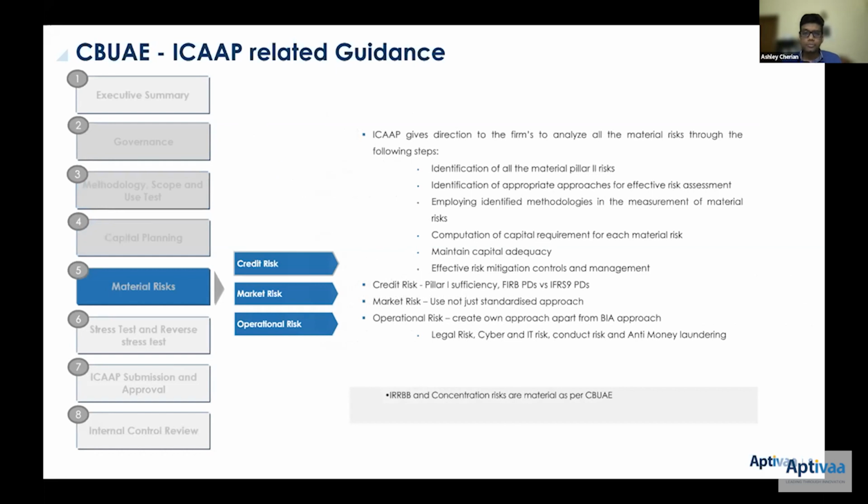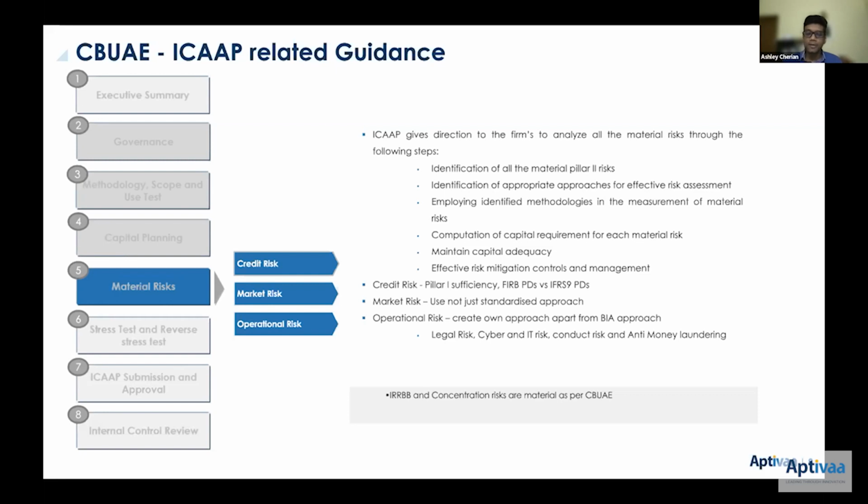On the material risks, so usually when material risks, one talks about just pillar 2 risks, but it is for a reason that the pillar 1 risks are also mentioned here. So straight off, the regulator has, to avoid any confusion, established that it considers interest rate risk in the banking book and concentration risks as material risks. Again, this is in line with prevailing practice.